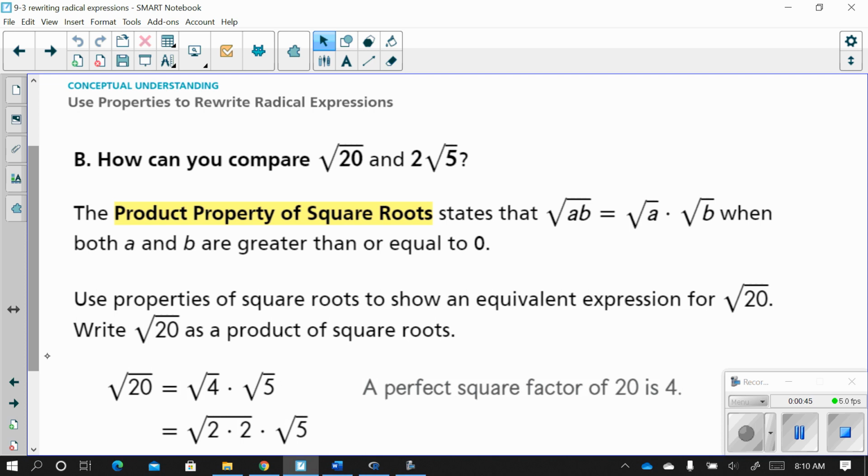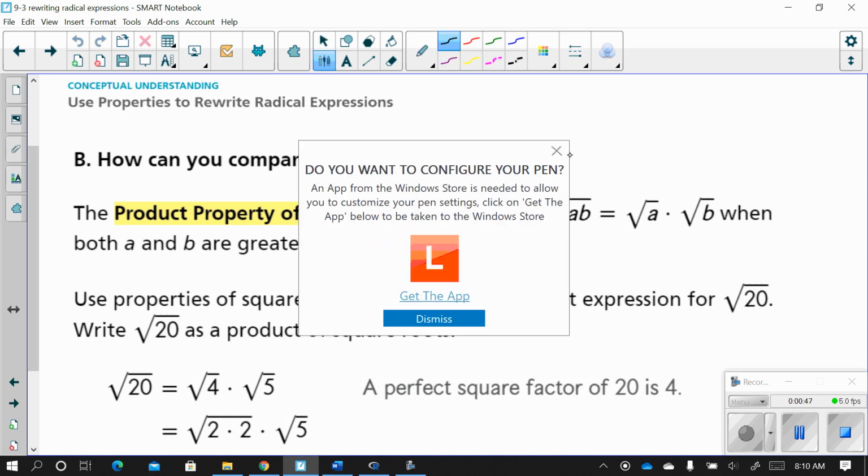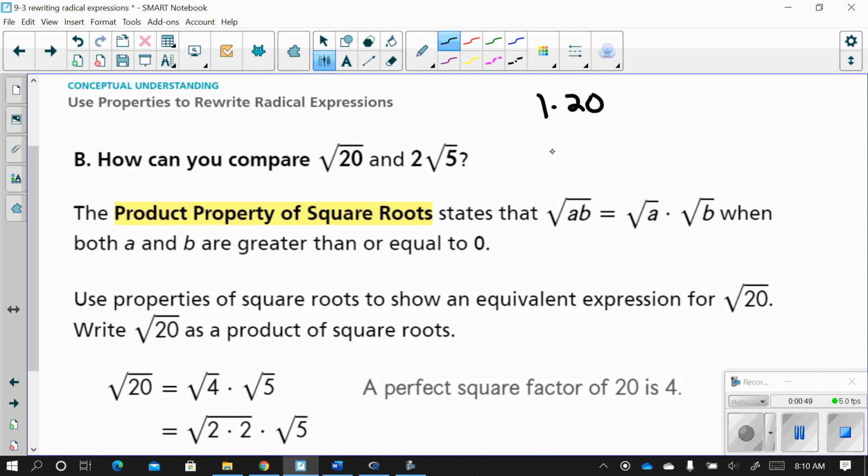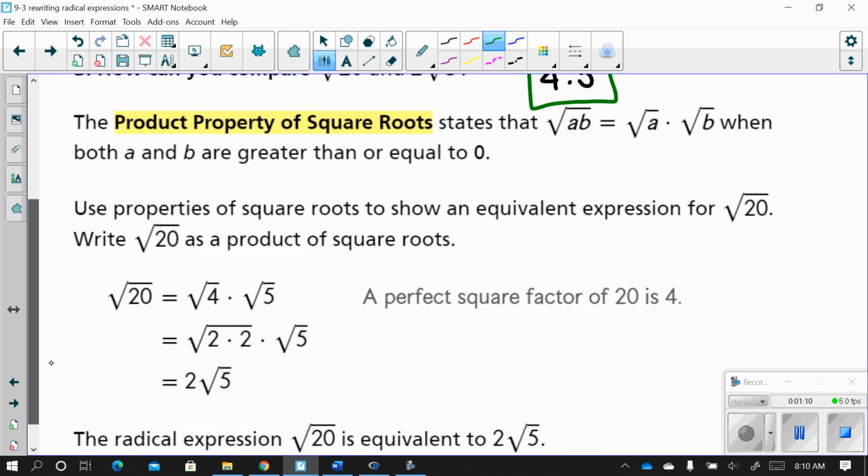So I'm thinking through the factors of 20. I've got obviously 1 times 20, 2 times 10, and 4 times 5. What can I take the square root of? Well, I can take the square root of 1, but we never think about 1 because it really doesn't help us. Can I do the square root of 2? No. What about the square root of 10? No. Square root of 4? Oh, I can do the square root of 4. So 20 really breaks down to 4 times 5.